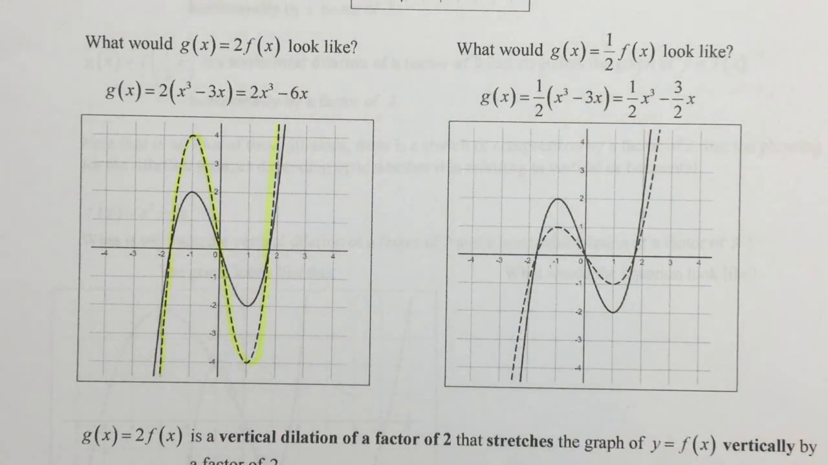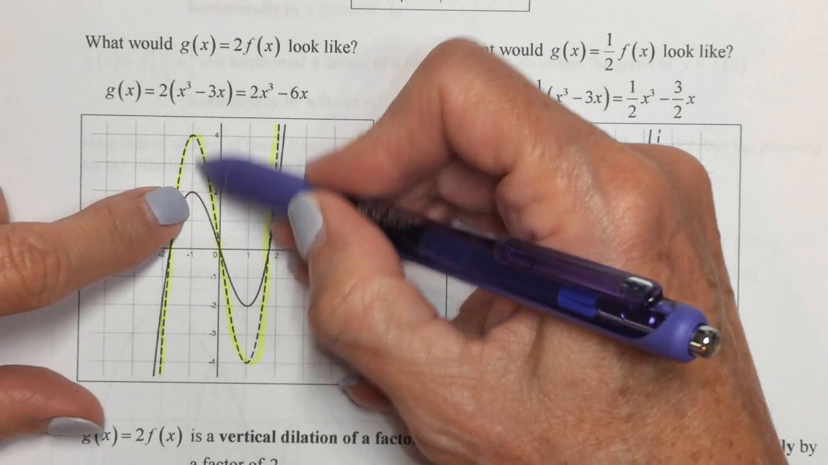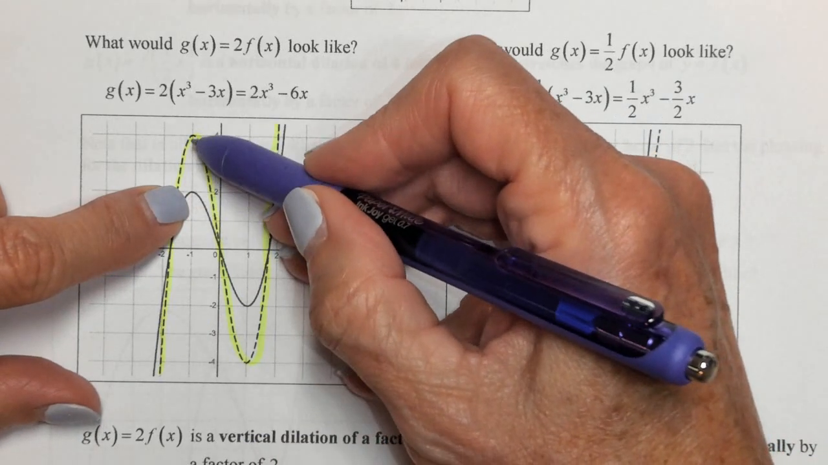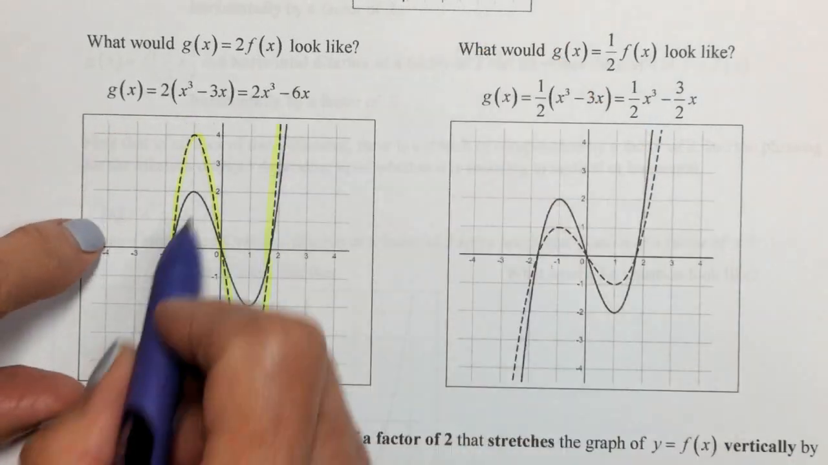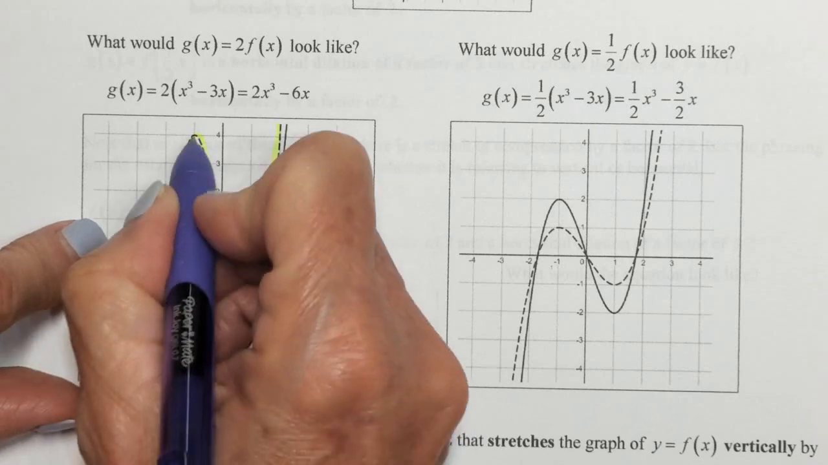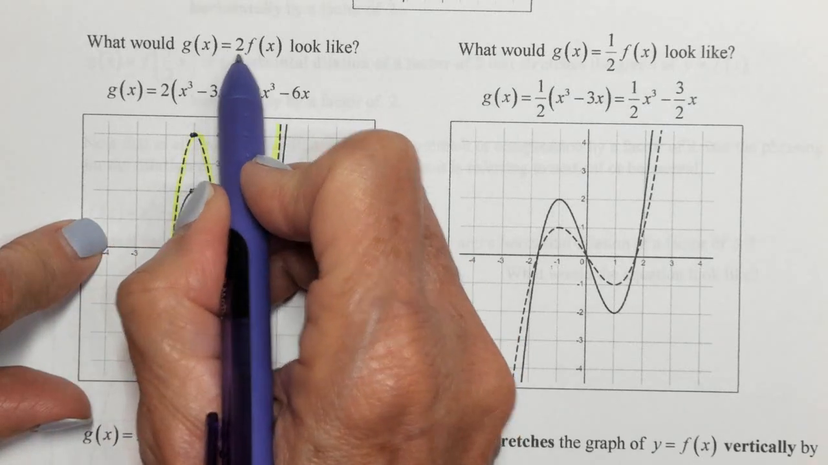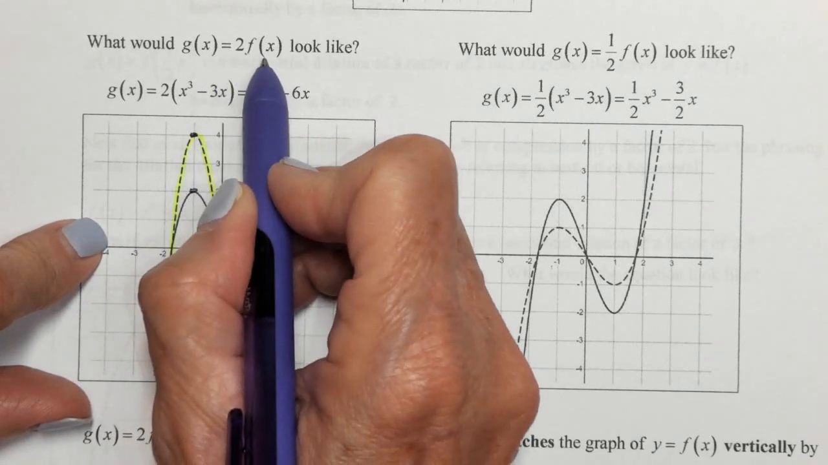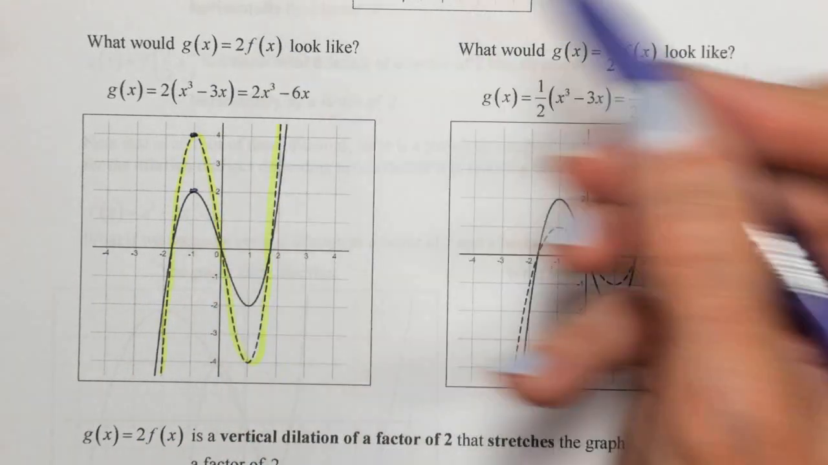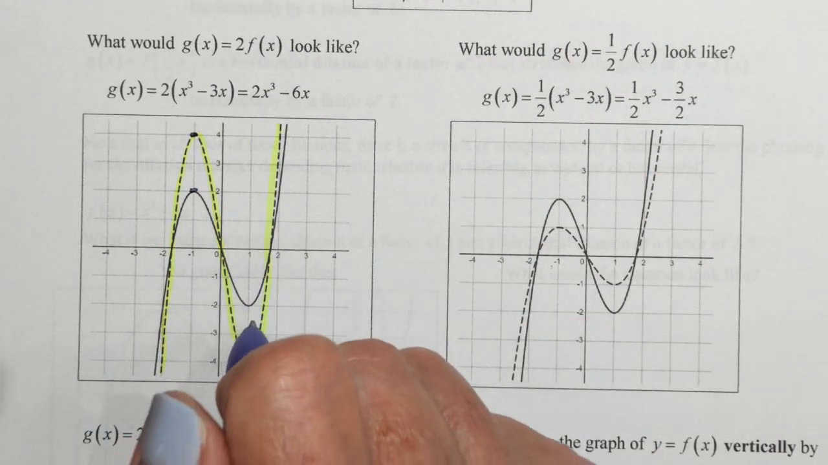What did it do? It didn't shift it, but what it did was dilate it. It doubled every y value, right? This y value was at 2 and now it's at 4, so it doubled it. We doubled the y value. And since f of x is y, it makes sense that we would be doubling the y value.